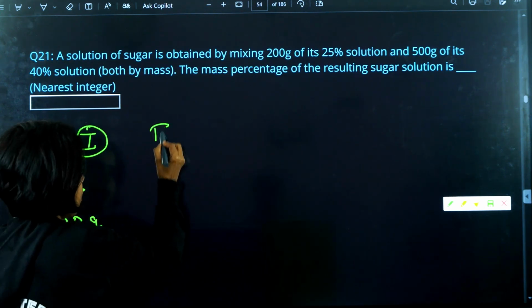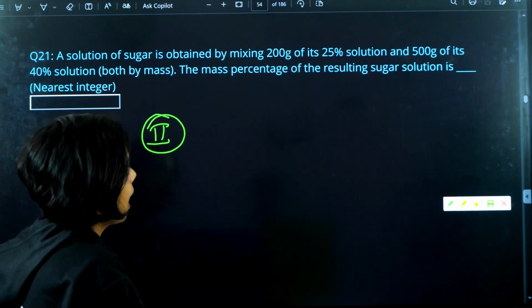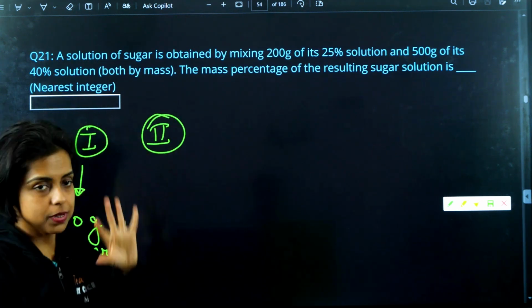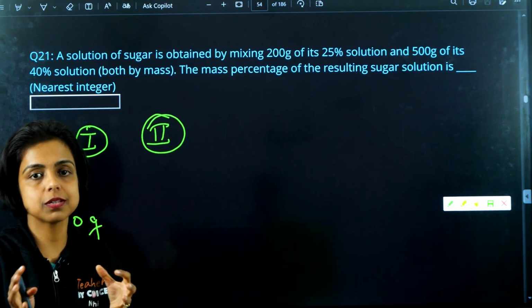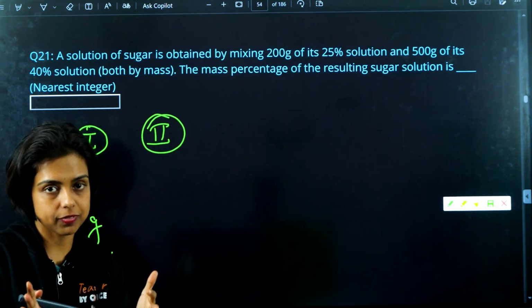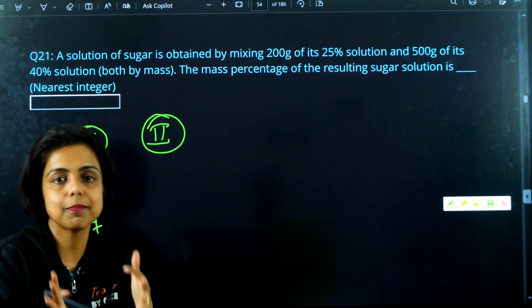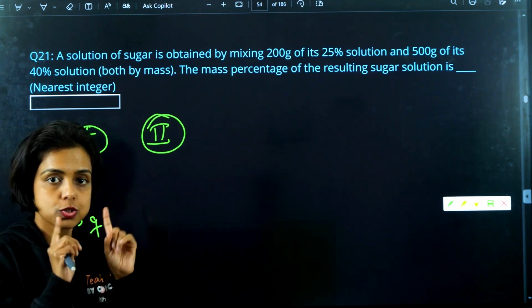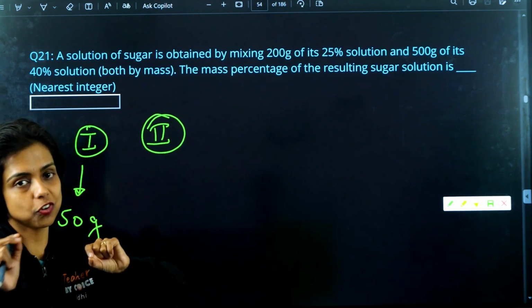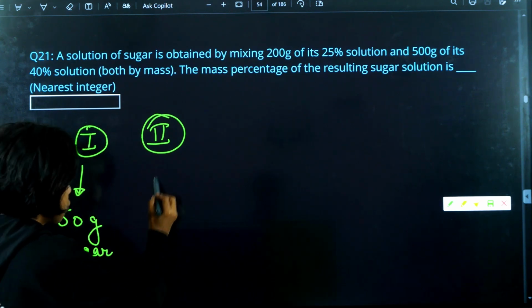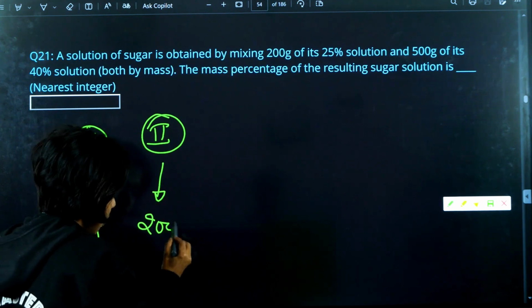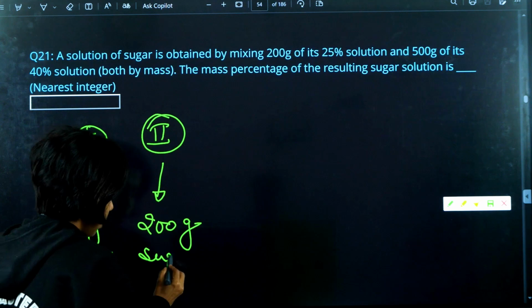Now solution second, how much sugar am I getting from solution second? I have taken 500 gram of 40%. That means 40% by mass means if I take 100 gram of this solution, 40 gram is the mass of solute, that is sugar. So 100 gram has 40 gram sugar, so 500 gram will have 200 gram of sugar. So total sugar that we got from the second solution is 200 gram.